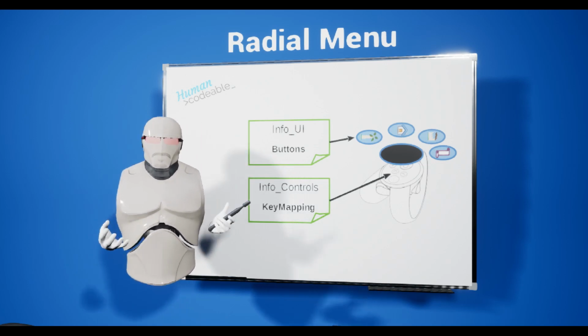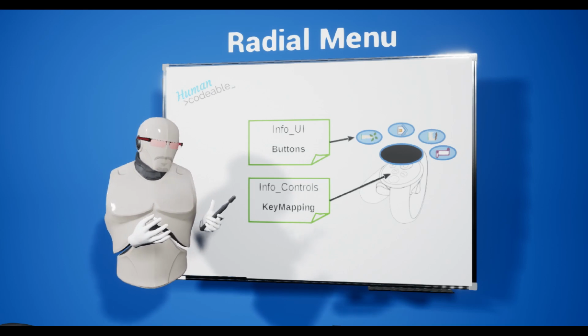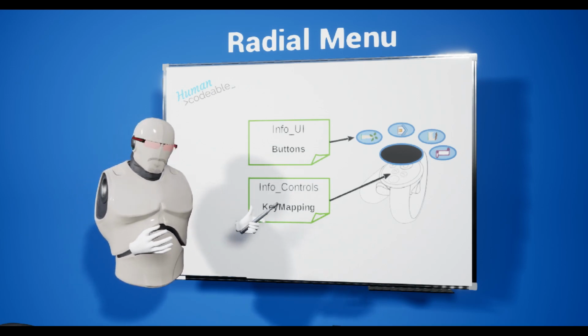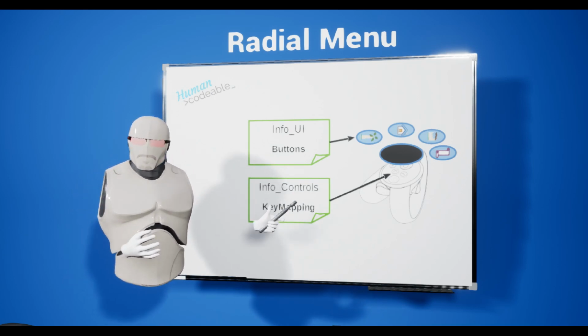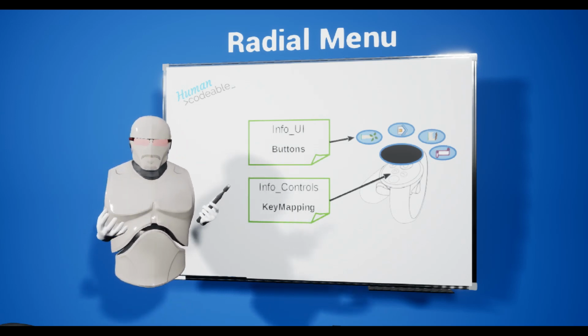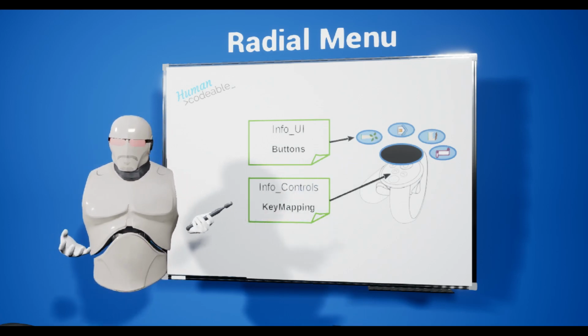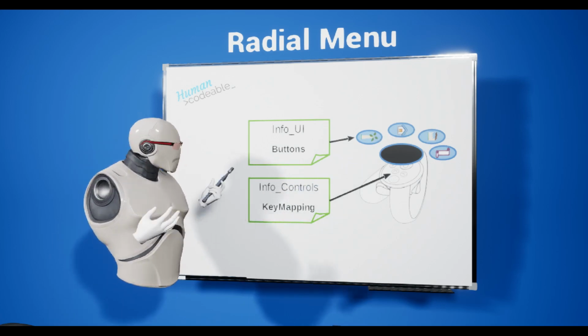For the radial menu to spawn, you mainly require two steps. First, you have to make sure that you have a button assigned to opening the radial menu. This you do with the info controls. Second, in the info UI, you can specify which buttons you want to have in the menu. Of course, you can also create your own buttons and add them to the list.